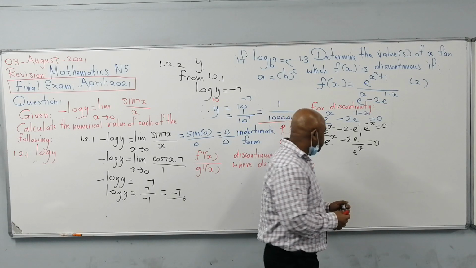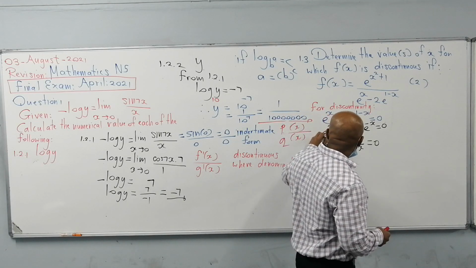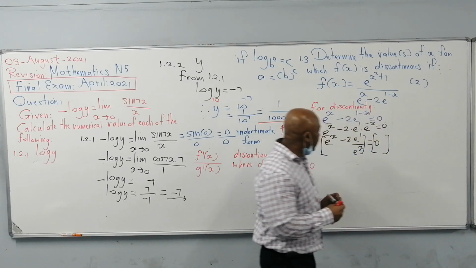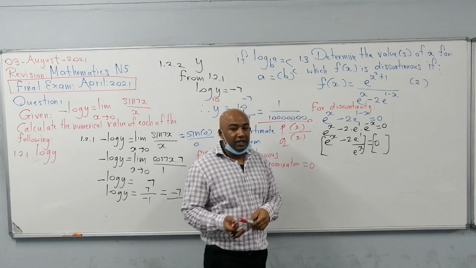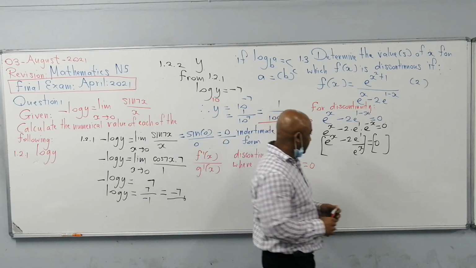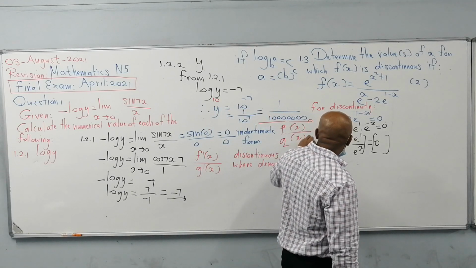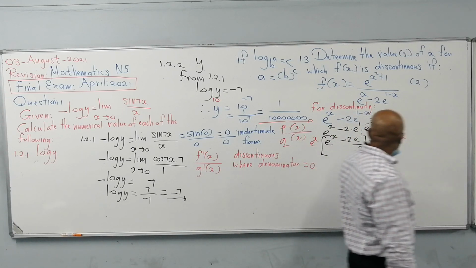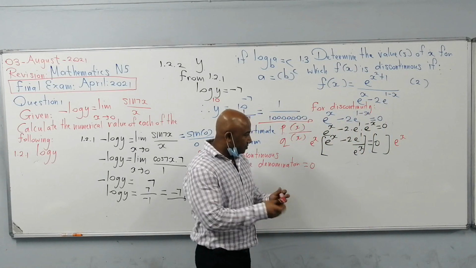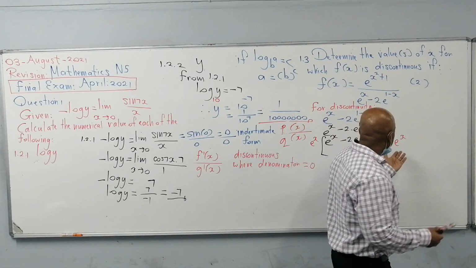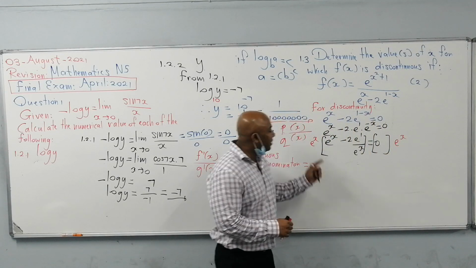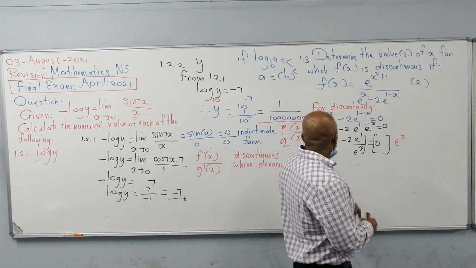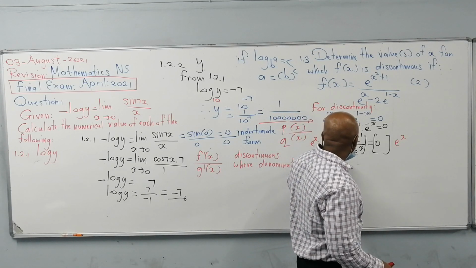Now, I want to get rid of this e to the power x in the denominator. So I'm going to multiply by e to the power x on both sides. And we know that e to the power x cannot equal 0. So if I multiply by e to the power x here, let's see what happens. I've got e to the power x times e to the power x.